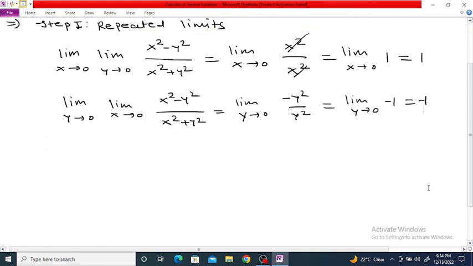So now both repeated limits exist but are not equal, and therefore, since 1 is not equal to minus 1, the limit does not exist.